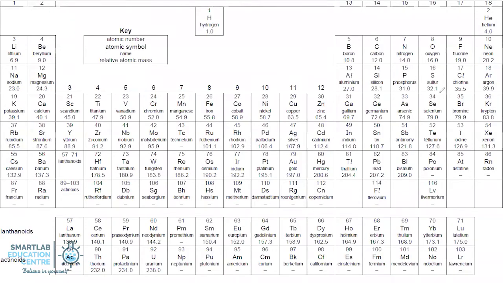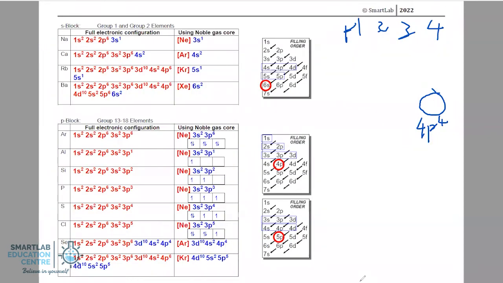So let's take a look at selenium. Selenium is in period 4, because it resides in the P block, and as we said, it's P1, P2, P3, and P4. Therefore, its electronic configuration will end with 4p4.